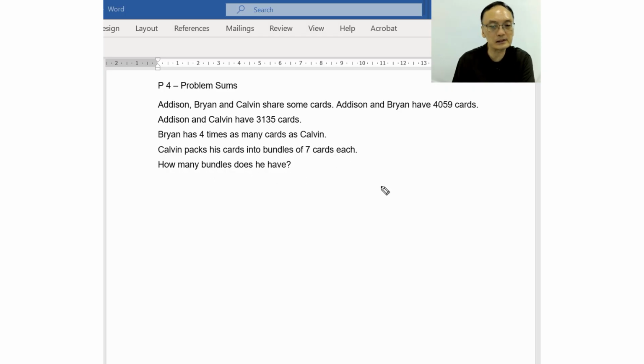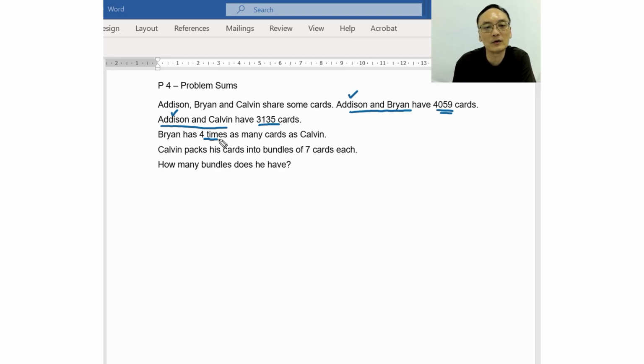So the first thing to do is, let's highlight some of the keywords. We were told that Edison and Brian, they have 4,059 cards. Then Edison and Kelvin, they have 3,135 cards. And we're able to see that Edison appeared in both comparisons, right? That's the first observation. Next, we were told Brian had 4 times as many cards as Kelvin.